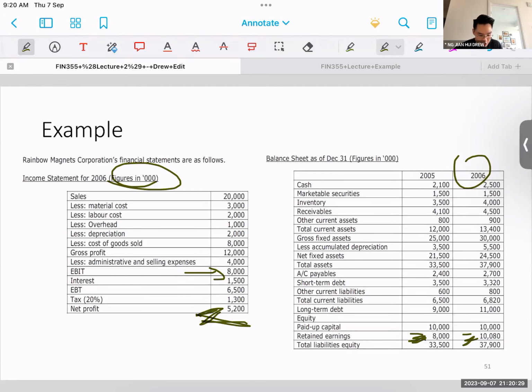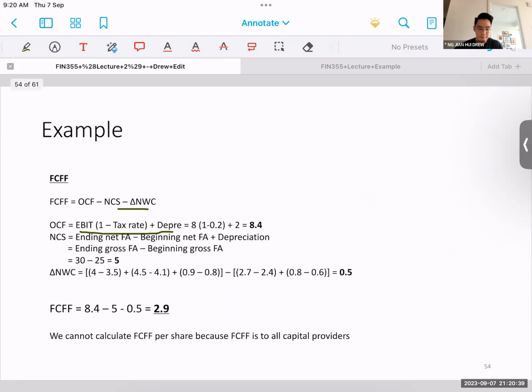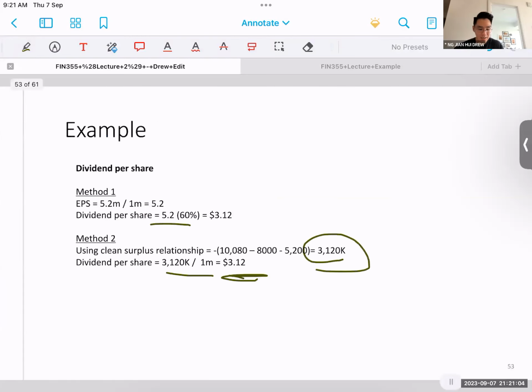What's the depreciation? Depreciation is here, 2. So we use the EBIT multiplied by one minus tax, because the tax rate was given at 20%. So we calculate the operating cash flow. Now we calculate the NCS. And this is where just now I highlighted to you to be careful what they give you. Is it net or is it gross? So in this case, what is given here? In this question, let's flip back.